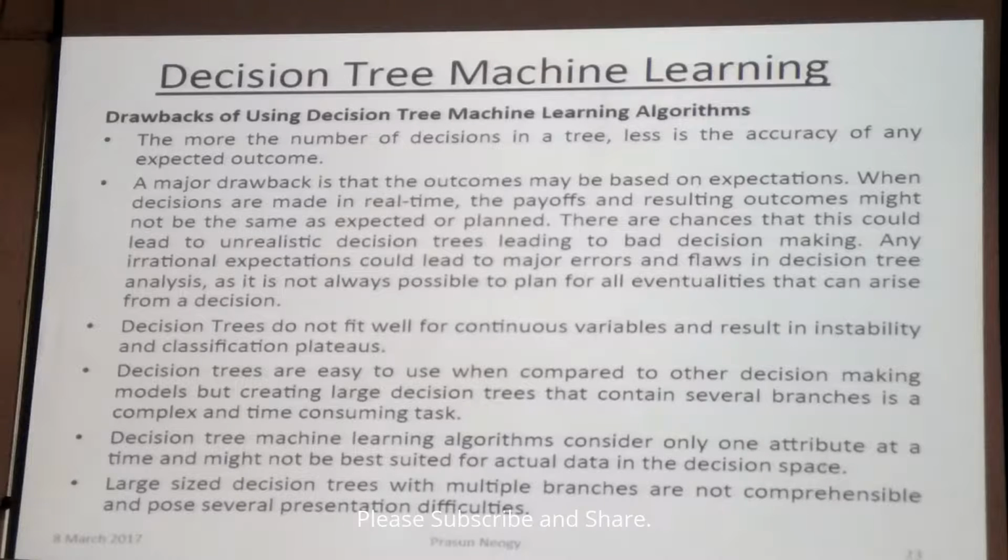We'll skip this. You can read it later. Could you please explain the first one? Why? The more number of decisions in a tree, the less accurate the decision below. That is the main reason. There will be some grey area.